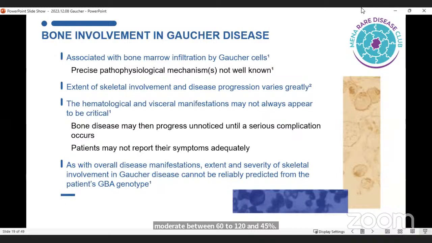Now, bone involvement. We know that the accumulation of the storage material in Gaucher cells will affect our organs, and this is what people think causes the weakness, osteopenia and the bone problems, but the precise pathophysiology is not very well understood. The issue with bone disease is that the extent and progression of bone involvement in Gaucher disease are very variable. Sometimes people don't complain and things progress without being noticed, and then they present with severe complications. And again, there is really no correlation between the type of mutation, the genotype, and the extent of bone involvement.